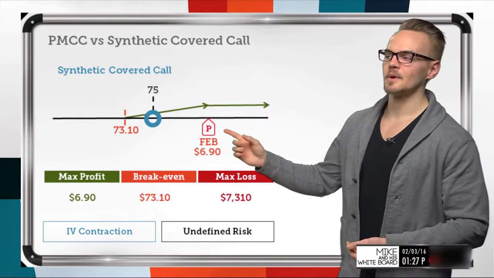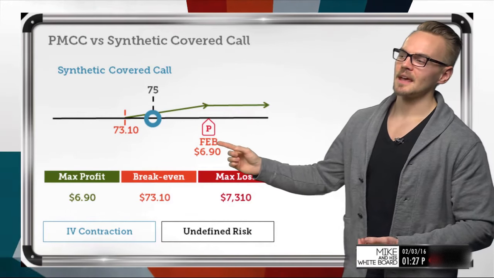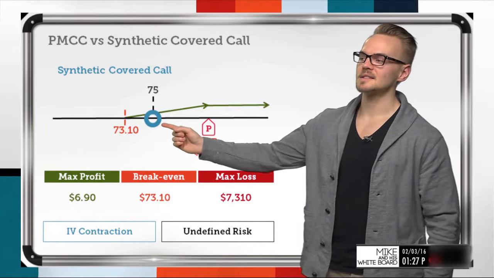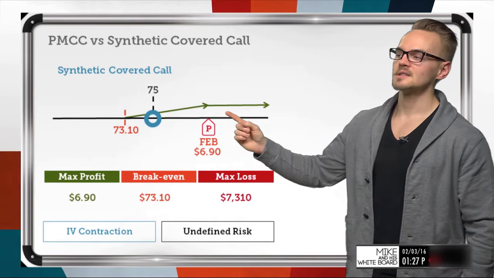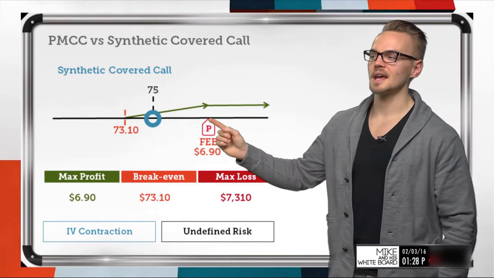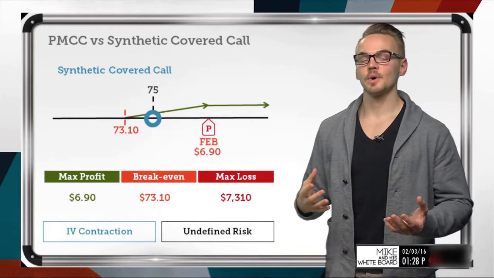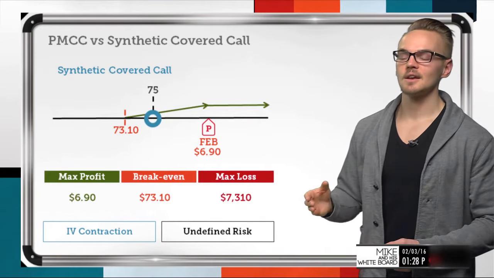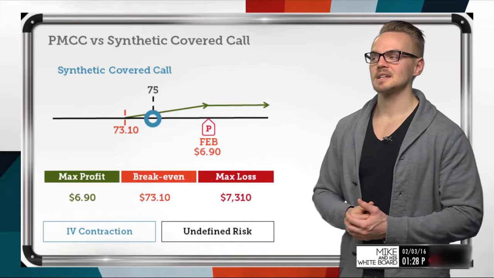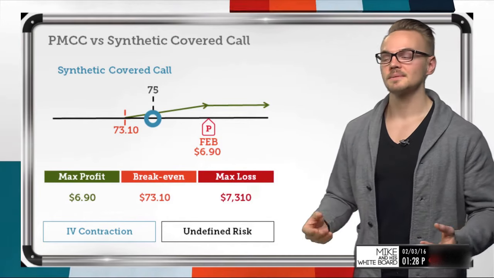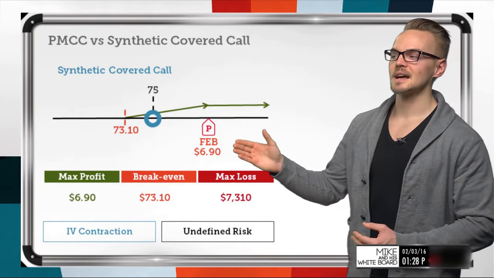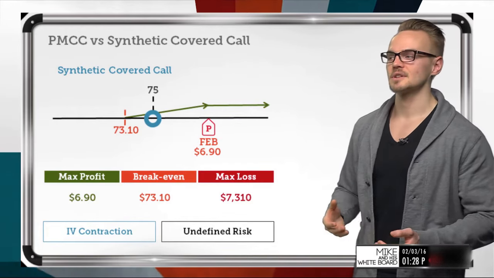I'm selling an in-the-money option in this situation, and for max profit to be achieved, I need the stock price to go from 75 to anywhere above 80. It can go to 80.00 or 80.01, regardless of where the stock price ends. As long as it's at 80 or above, this put option at expiration is going to expire worthless, and I'm going to be able to keep that $6.90 credit that I received originally.